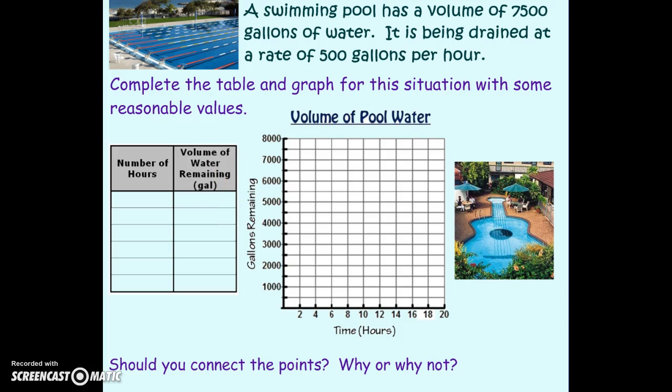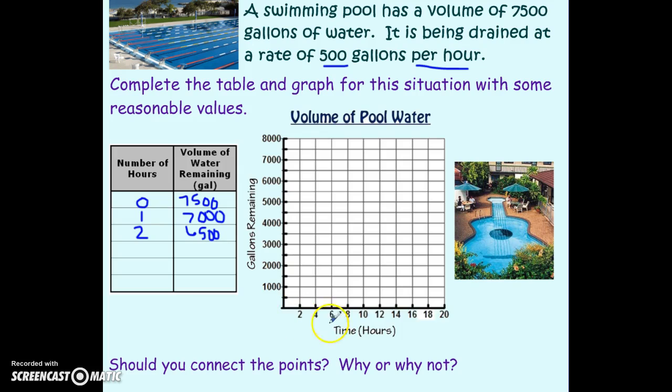So when you turn the page, we have a different situation. We have a swimming pool, a volume of 7,500 gallons of water. It's being drained at a rate of 500 gallons per hour. So complete the table. When 0 hours have passed, I still have the entire pool of 7,500. After 1 hour, if it's being drained at 500 per hour, I've lost 500. So I'm down to 7,000. At 2 hours, I'm down to 6,500.